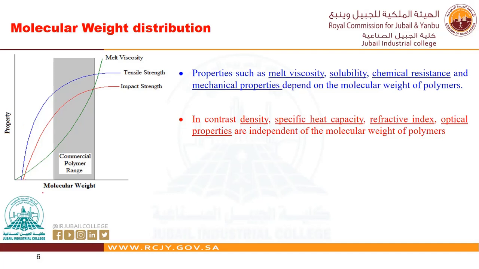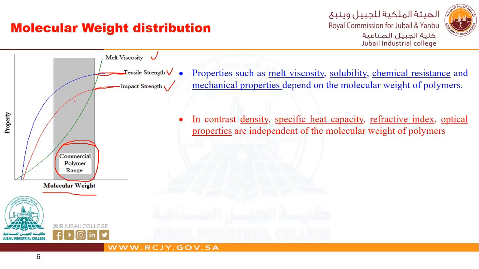Now, the molecular weight of the polymer is often related to the properties of the polymer. For example, if you plot the graph of viscosity against the molecular weight of the polymer, the viscosity increases as the molecular weight increases. The tensile and impact strength, which are mechanical properties, all increase until it reaches a point where the increase in molecular weight does not affect the mechanical properties. So most of the polymers have an average molecular weight within here.